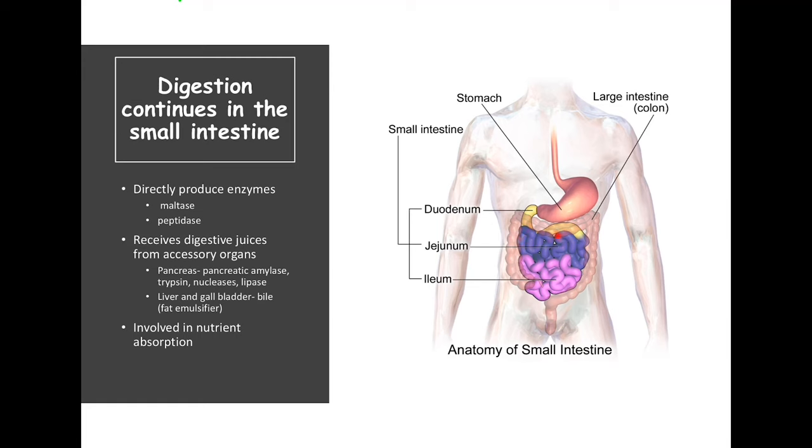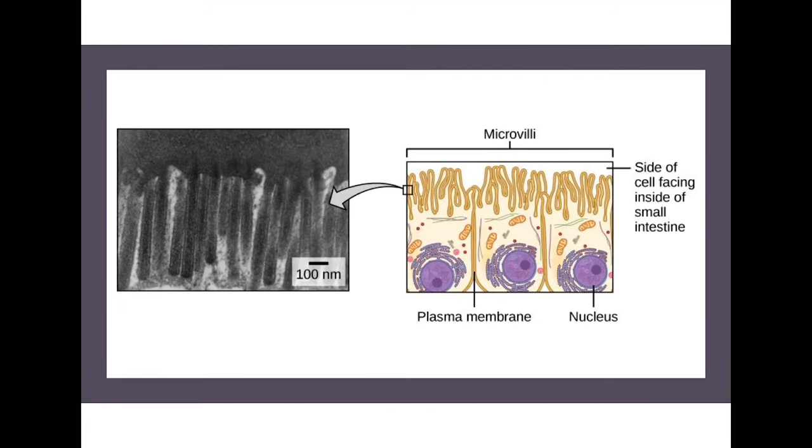So digestion continues. But another thing that I want you to know is that once the digestion has been completed, the nutrients are actually absorbed in the small intestines. So we had all this chemical breakdown, this chemical digestion, but it's important for you to know that the nutrients get absorbed in the small intestines. Okay, so how do nutrients actually get absorbed in the small intestines?